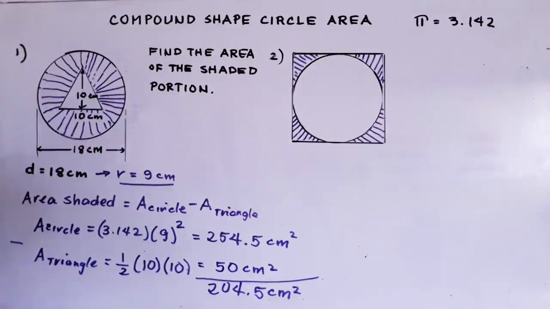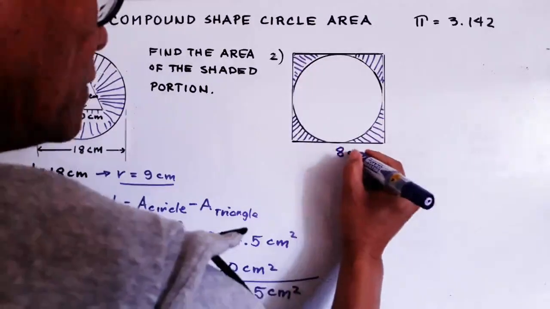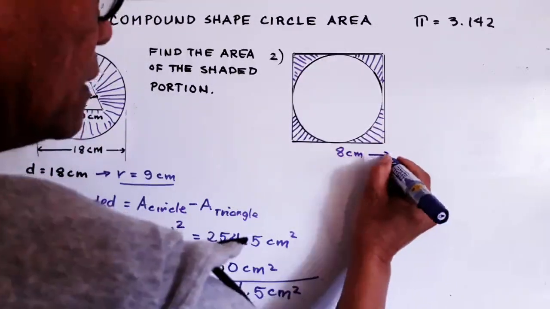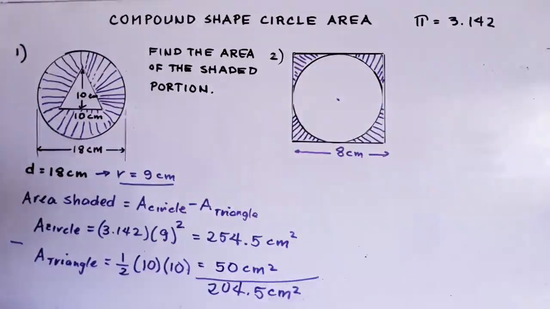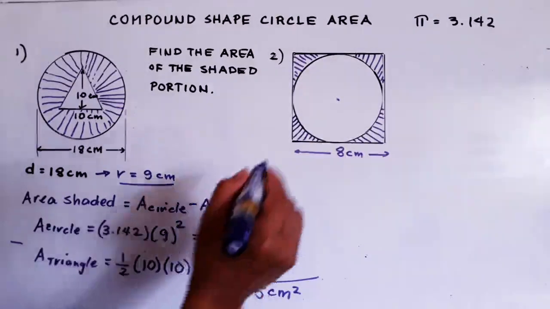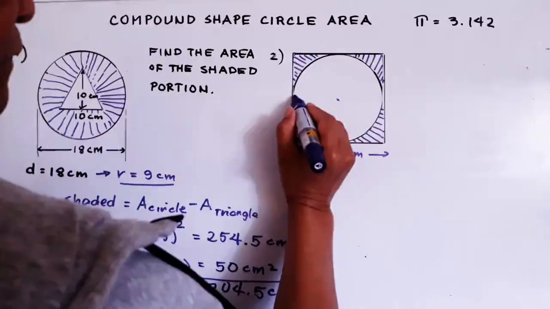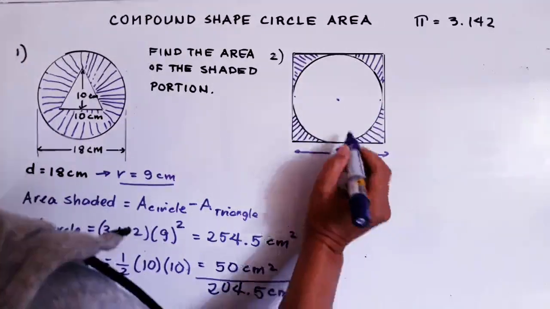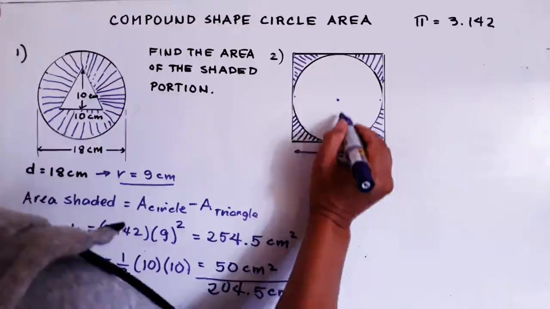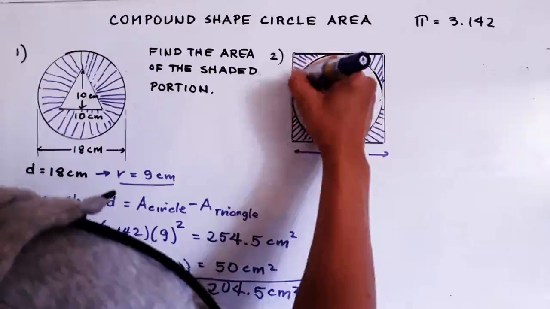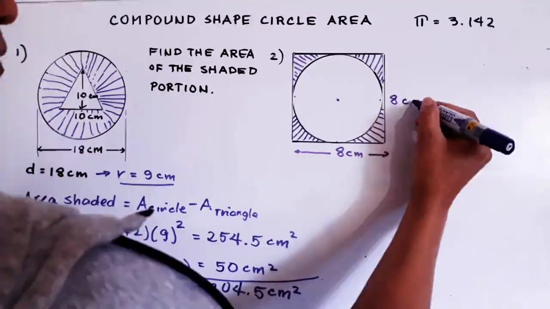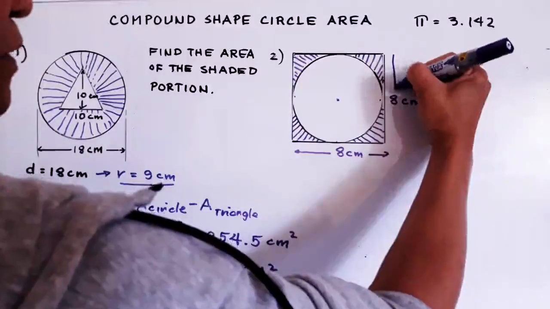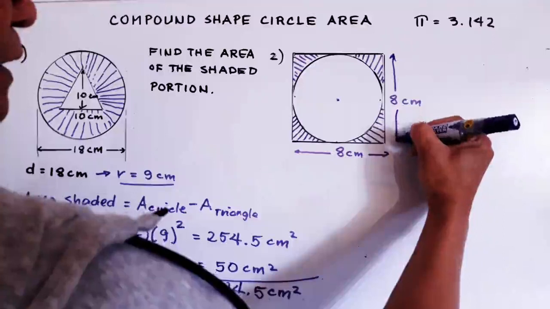Okay, let's have number 2. Here we don't have yet the dimension. We have 8 cm here. Okay, and our circle is in the middle here. So if that is 8 centimeters, what is the diameter? The diameter of this one from here up to here is 8. From here up to there is also 8. So we know that this shape here is a square, which is 8 centimeters by 8 centimeters.